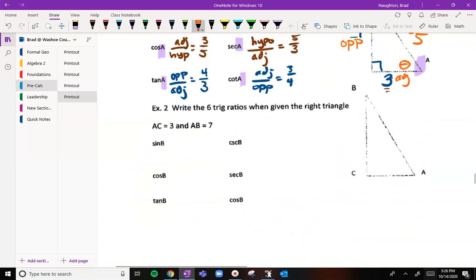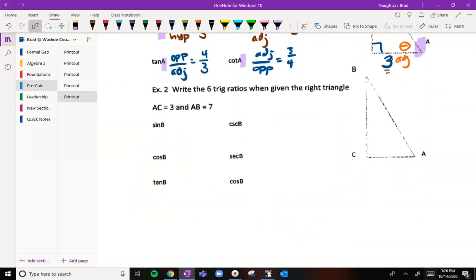Alrighty. So ladies and gentlemen, I would have you guys hit the pause button and try this one. But we are going to get some radicals. So if you're feeling good on rationalizing your denominators, then hit pause and give this a shot. If not, let's jump on in. So it says the AC here is 3, and the AB right here is 7.